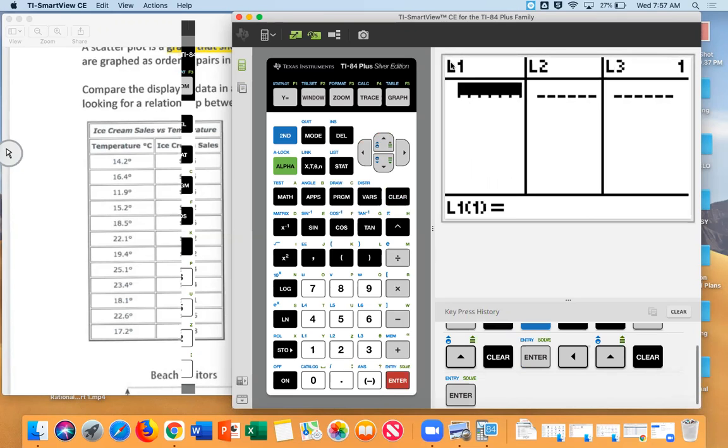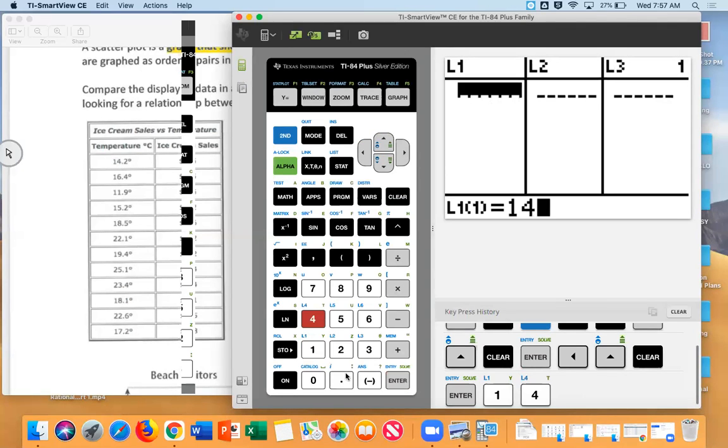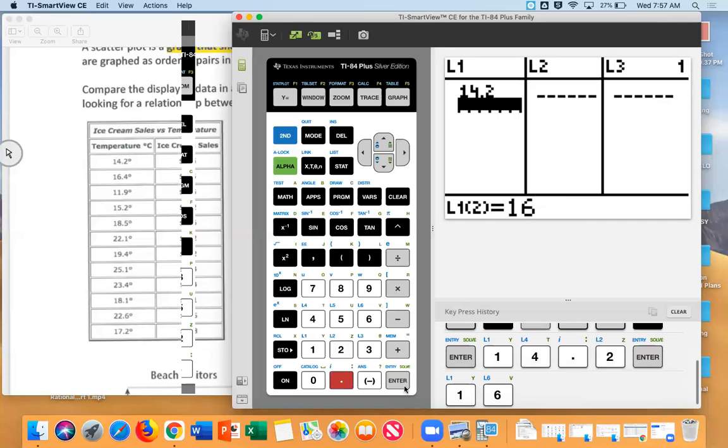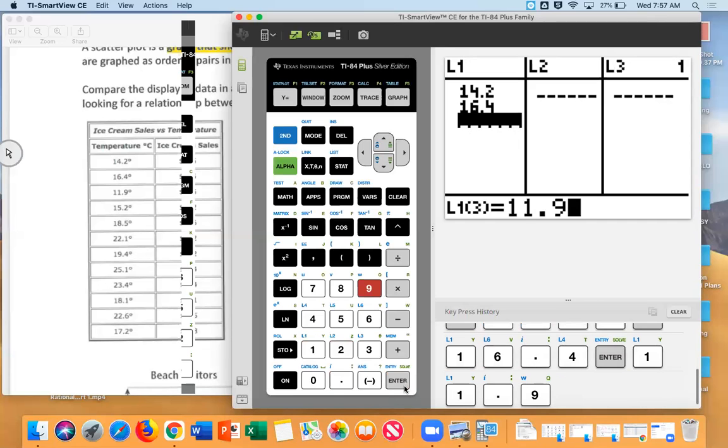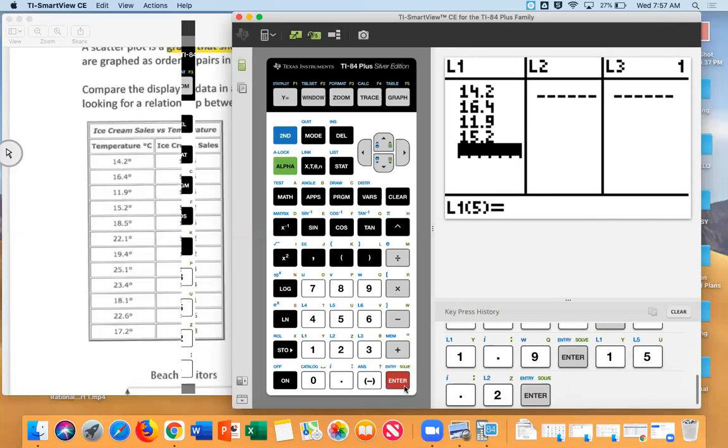And now in L1, this is my X column. So everybody type in all of these points. We're going to type in 14.2, enter. 16.4, enter. 11.9, enter. All right, so everybody go ahead and type these in.